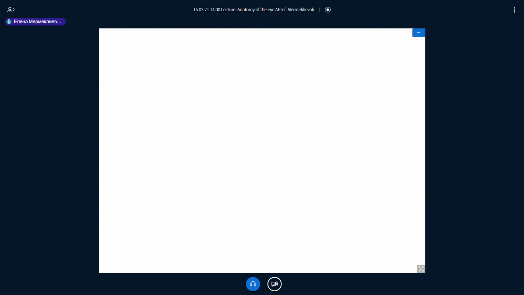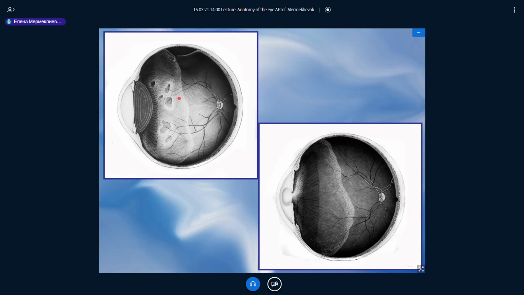With age, some degenerative processes start, and the jelly is not a real jelly. It starts to have some empty spaces and more water and more fibers. And it leads to the detachment of the vitreous body, which is not a disease. This is a sign of aging.